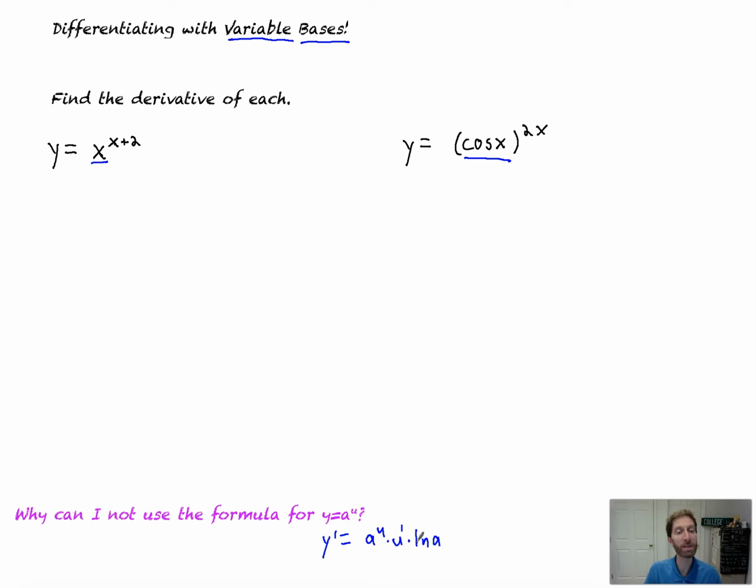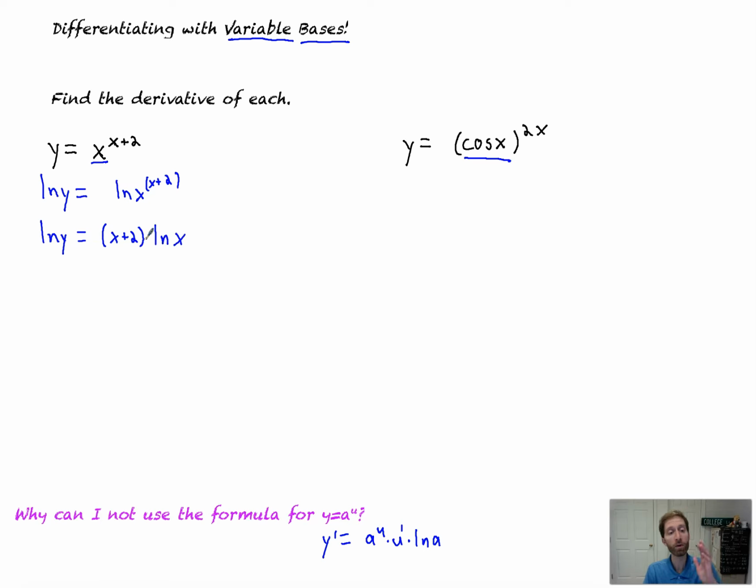We can't use that because that ln a isn't a constant. So we'll see that in a second. When I take a derivative of this, you have to use logarithmic differentiation. That means we've got to take the ln of both sides. When we do that, that x plus 2 up there, that whole grouped value, is going to come out front. So you get x plus 2 times ln of x.